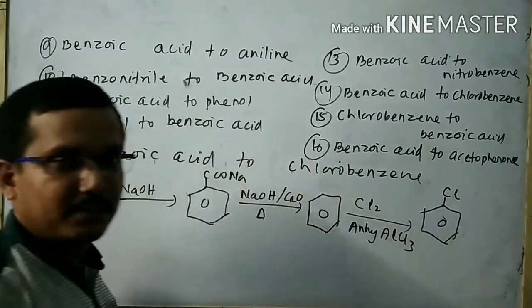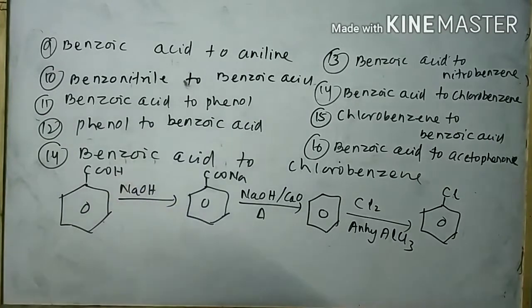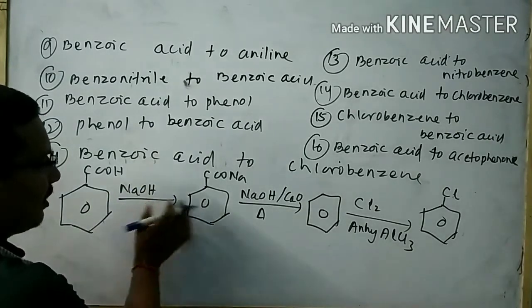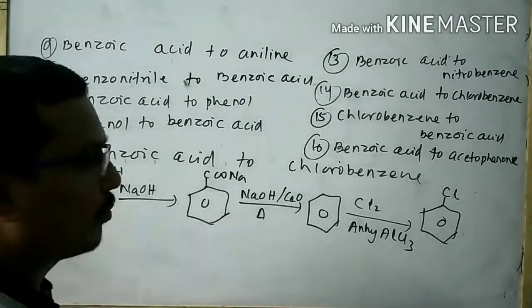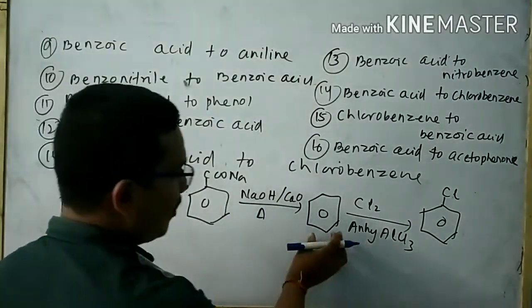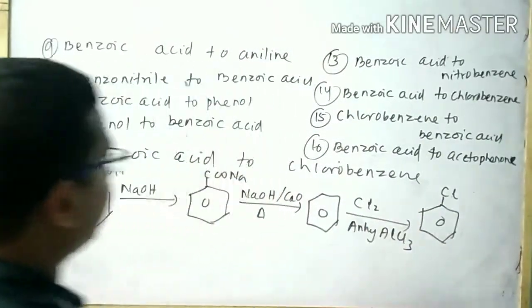then chlorobenzene is formed. Again I will repeat, benzoic acid subjected to reaction with sodium hydroxide, sodium benzoate is formed. Sodium benzoate undergoes Dumas method. Benzene is formed. Benzene undergoes halogenation, gives chlorobenzene.